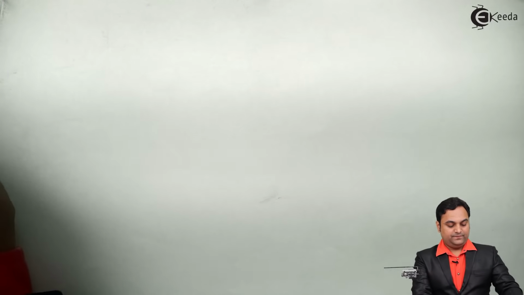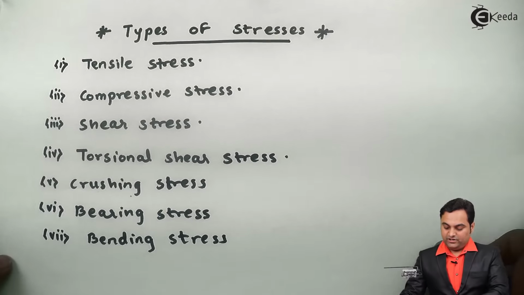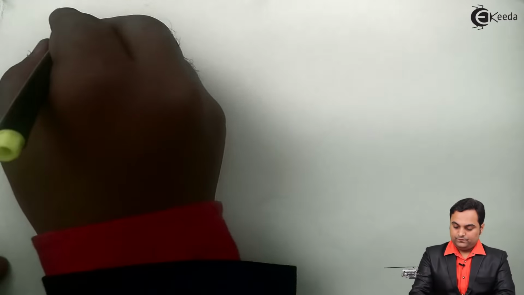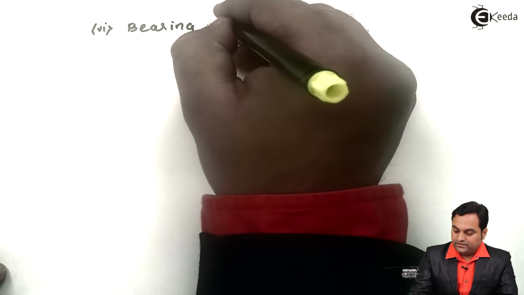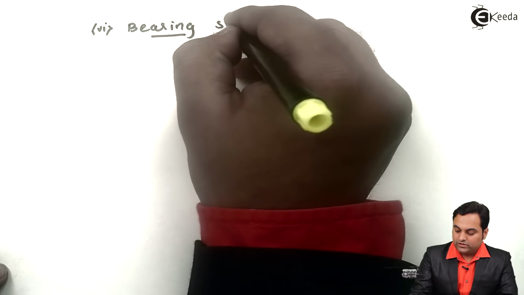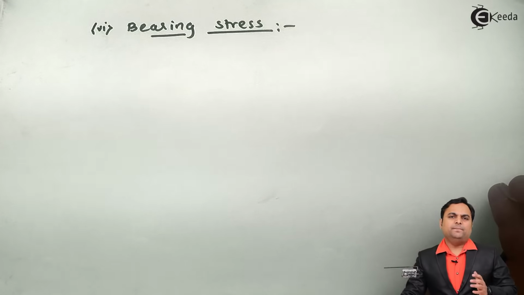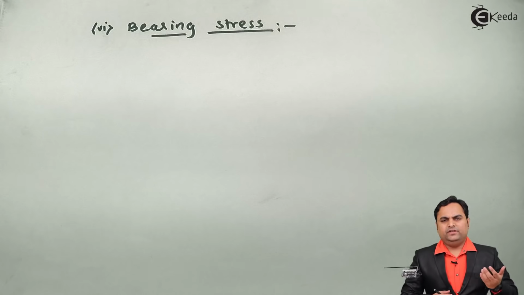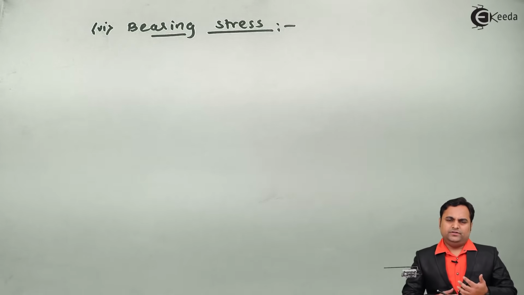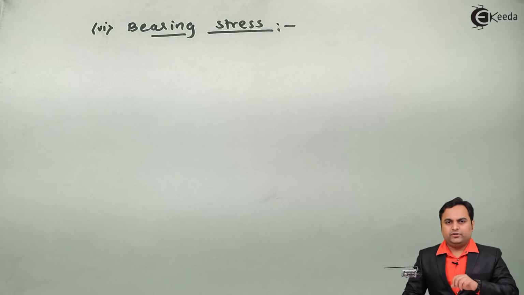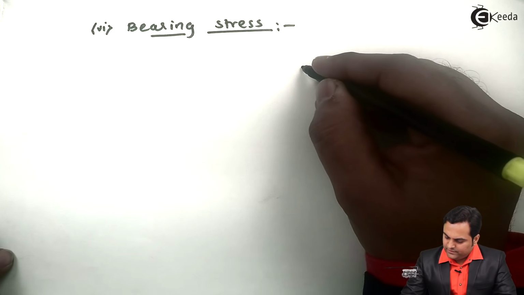Next, after crushing, we have bearing stress. Now bearing stress is somewhat similar to crushing stress, but the difference is, in case of crushing, the members are stationary, like pin, cotter, even bolts and nuts, they are subjected to crushing. But in case of bearing, one of the members should rotate, or they are circular in cross section.